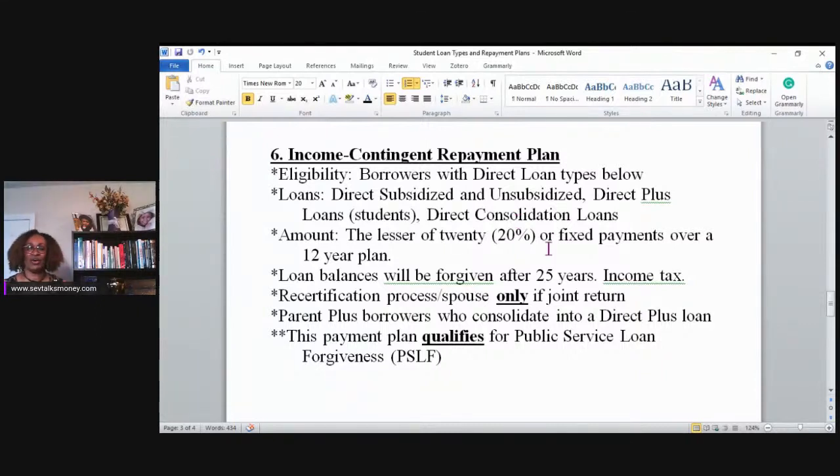This payment plan qualifies for public service loan forgiveness, because these latter repayment plans that I talk about, they're typically higher, and the interest rates for the Parent Plus loans are typically higher than the other loans. So as a parent borrowing for your student, you're punished, which doesn't make sense to me, but what do I know? What do I know?